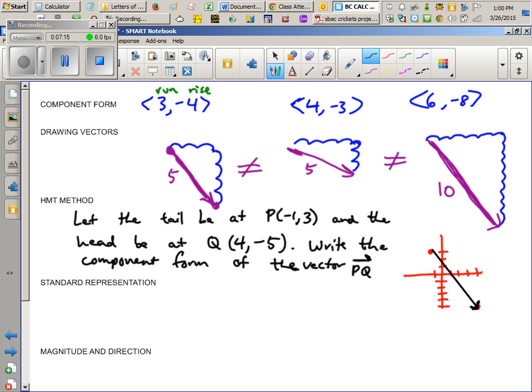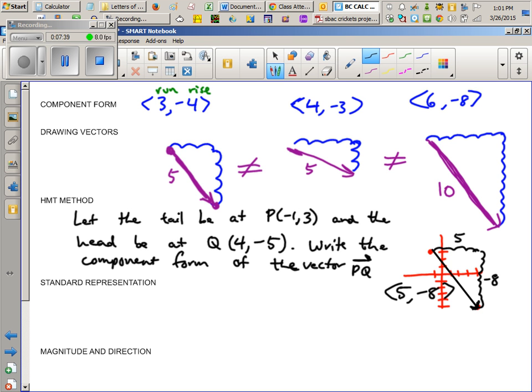And you could actually just count the spaces. How many spaces is the run? How many spaces is the rise? 1, 2, 3, 4, 5 spaces this way. And then down 2, 3, 4, 5, 6, 7, 8. So this is the vector 5, negative 8.